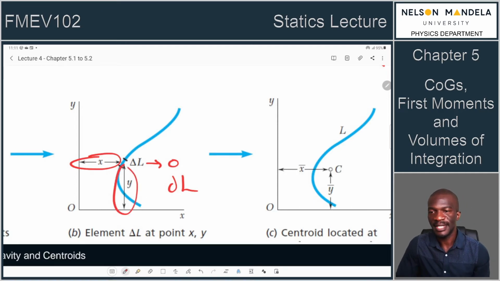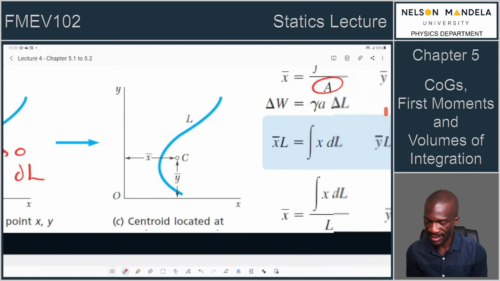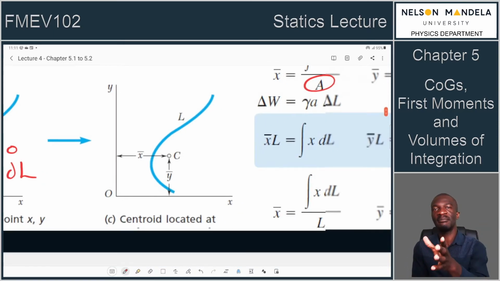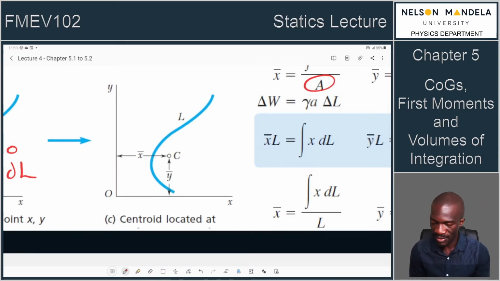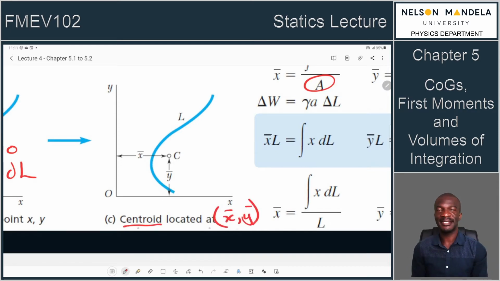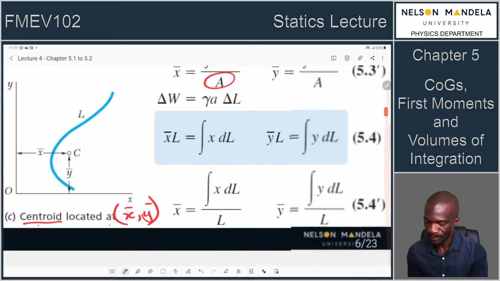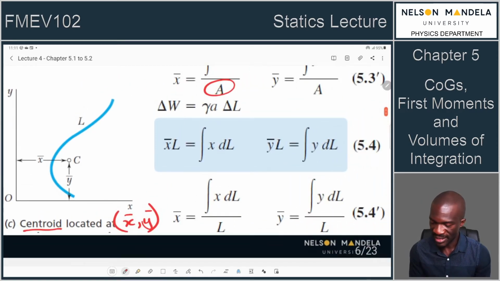And if it's located at an xy position, then we can find many elements at their individual xy positions until we find the centroid at x bar, y bar, using the same method and equations. For this reason, we also have these equations that define the centroid of a line object or a linear object.